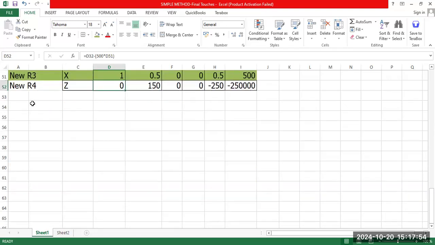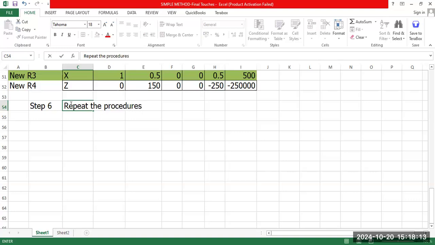So next step, step 6. Step 6, repeat the procedures. Repeat the procedures. Procedures we are talking about here are from step 3 to step 5.